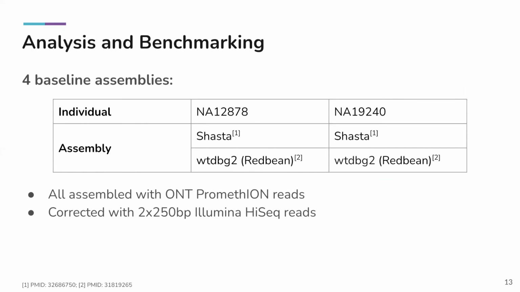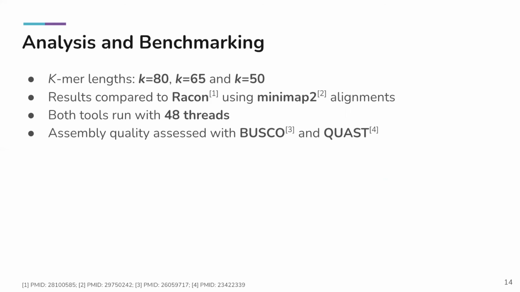So today I'll be presenting results obtained from this protocol on Shasta and Redbean assemblies for two individuals, NA12878 and NA19240. The four baselines were all assembled with ONT PromethION reads and corrected with corresponding Illumina HiSeq reads. The protocol was run using k-mer lengths 80, 65, and 50, and the results were compared to RACON using Minimap2 alignments. Both tools were run with a total of 48 threads, and the assembly quality was assessed using BUSCO and QUAST.